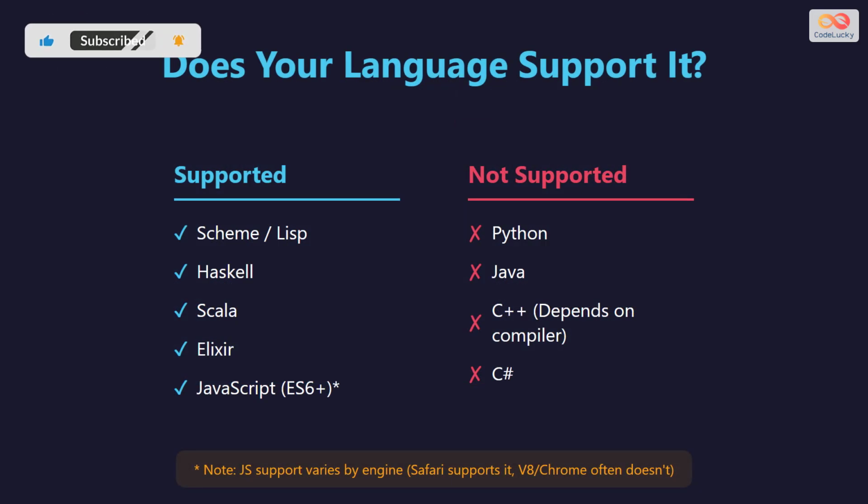However, not every language supports this. Functional languages like Scheme, Haskell, and Elixir guarantee TCO. JavaScript theoretically supports it in the ES6 standard, though engine support varies. On the other hand, languages like Python and Java do not support it, preferring to keep the stack trace for debugging purposes.